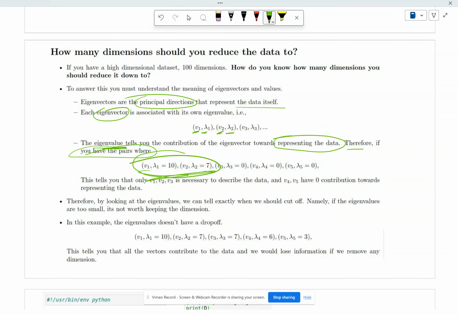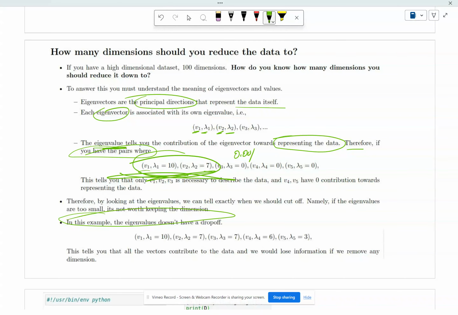Therefore, by looking at the eigenvalues, we know exactly when to cut it off. It doesn't have to be 0. It could be like 0.001, and you're like, oh, that's too small, not worth keeping. So you cut it off. So you can look at the eigenvalues and know when to cut it off.